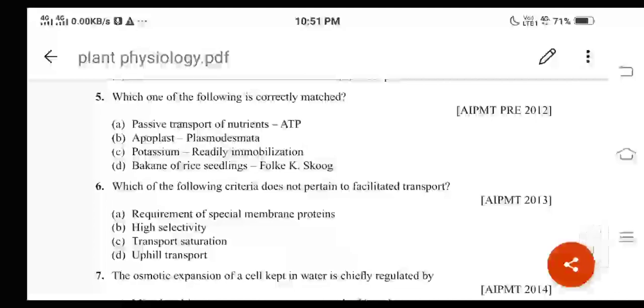Because the apoplast does not involve the plasmodesmata. Okay, in symplast only we find the utilization of the plasmodesmata, right? Apoplast means the movement of water in free spaces, like the intercellular spaces. Okay, so B is also incorrect.